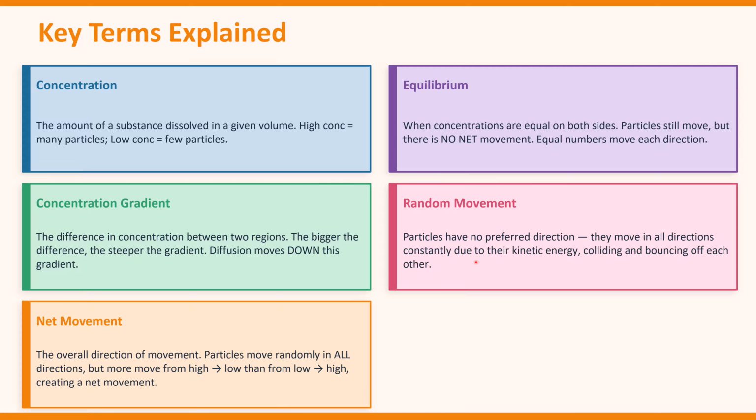Random movement. Particles have no preferred direction. They move in all directions constantly due to their kinetic energy, colliding and bouncing off each other. Then net movement. The overall direction of movement. Particles move randomly in all directions, but more move from high to low than from low to high, creating a net movement. So these are some key terms explained for your examinations. Remember, these are very important to memorize to get more marks in questions like diffusion, and concentration gradient.